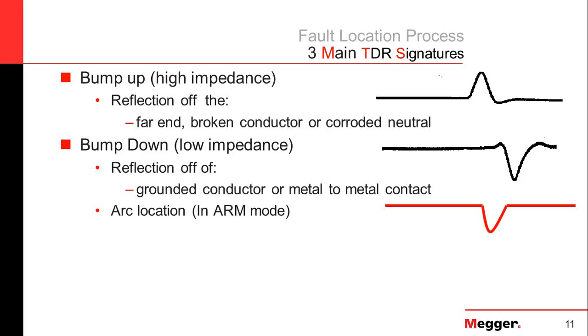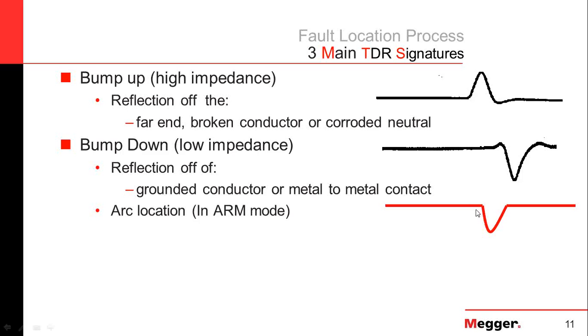But moving on, the bump down would typically be a reflection off of a ground that we applied somewhere on the cable, or metal-to-metal contact. In a faulted cable, that could be like a stop sign or a ground rod that's been driven right through the conductor and has bolted the two metal conductors into contact with each other.